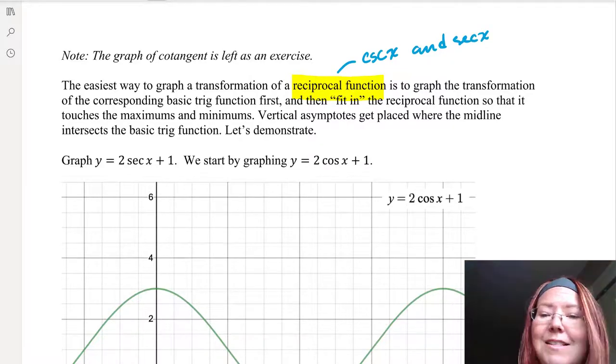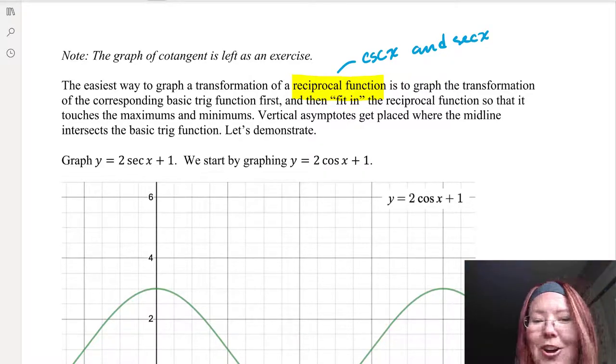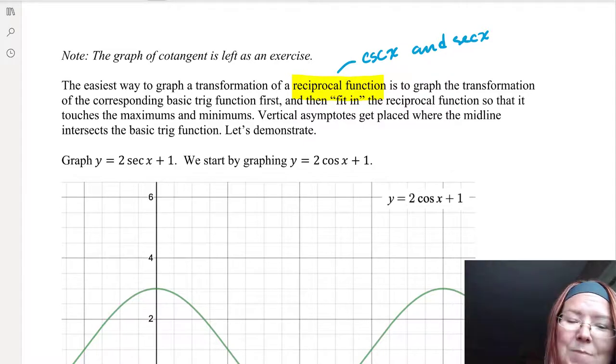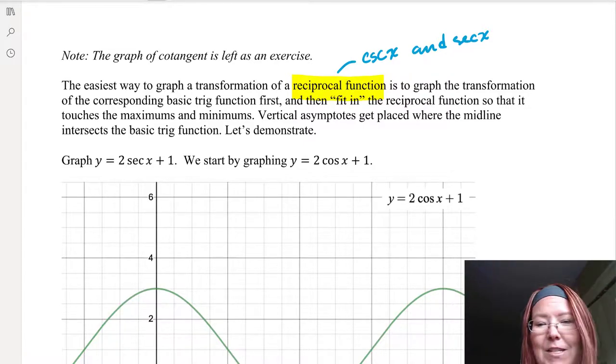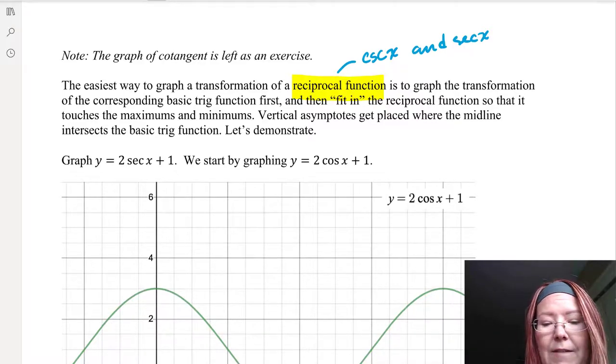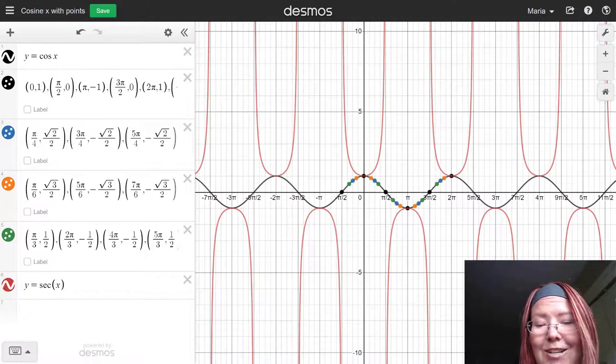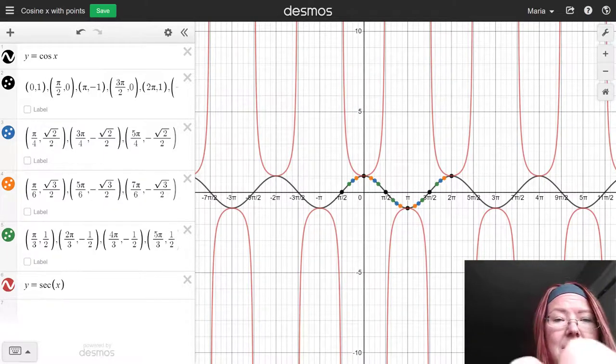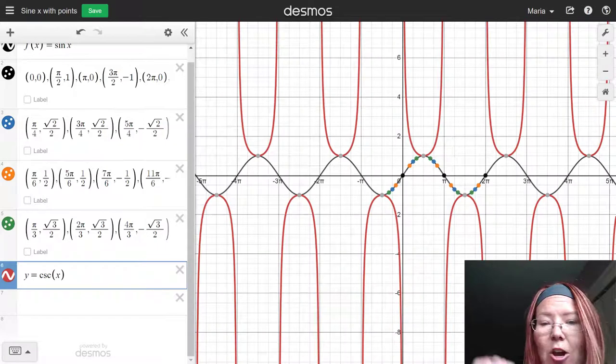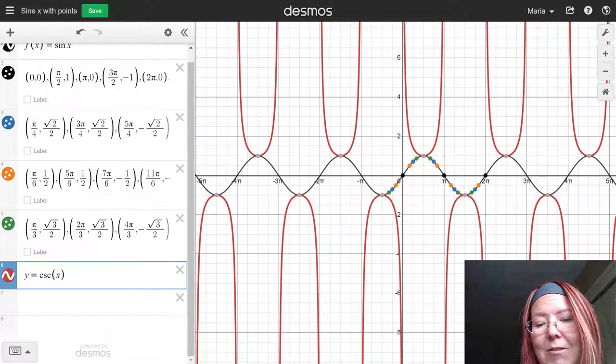The best way to do these is to actually graph the transformation of the corresponding basic trig function and then fit in the reciprocal function so that it touches the maximums and minimums. If we go back to the graph of Desmos, you can see that secant x touches the graph of cosine x and has asymptotes where cosine x intersects its midline. And the same thing for sine x. The graph of cosecant x intersects the graph of sine and has asymptotes where sine intersects its midline.